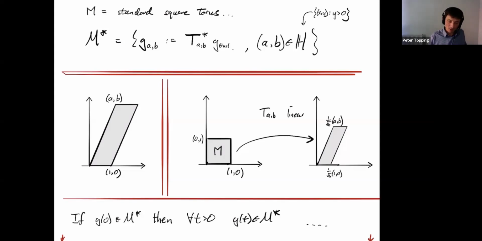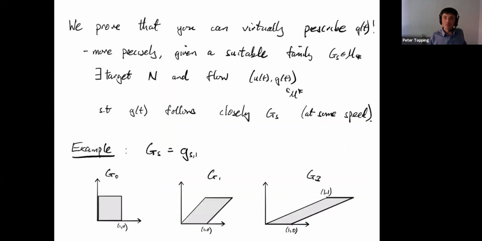Okay, so let me speed up a little bit. What we're actually going to prove is that you can virtually prescribe the solution GT. That's the sort of domain metric part of the solution. A little bit more precisely, if you give me a family of metrics on the torus, this is a family of metrics parameterized by a real number S.